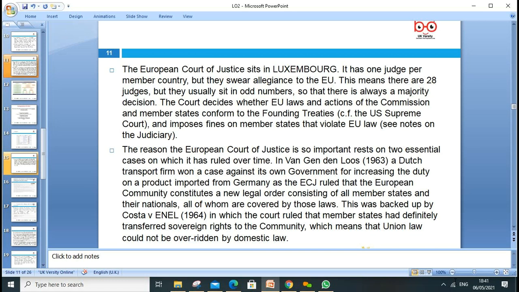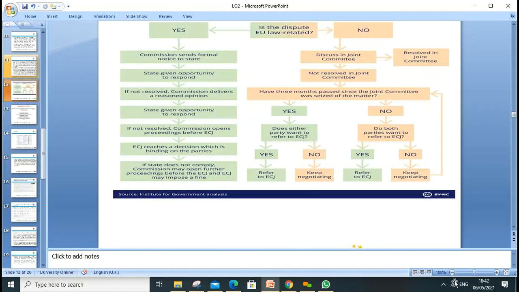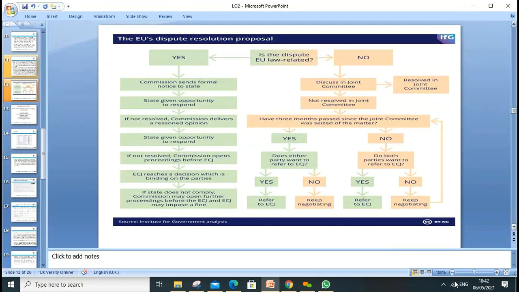The court decides whether EU laws and the actions of the Commission and the member states conform to the founding treaties. It can impose fines when member states violate EU law. The reason the European Court of Justice is so important is illustrated by two essential cases. One is the case involving Dutch transport firms, which is case law, and it ruled that member states definitely transferred some rights to the Community. That is where the court can intervene.